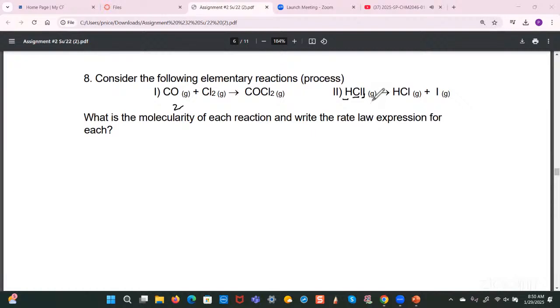So HCl, right? That's a molecule. So what's the molecularity in this case? One, very good. So the next question is, write the rate law expression for each. So let's do it for one. What is rate equal to in that case?